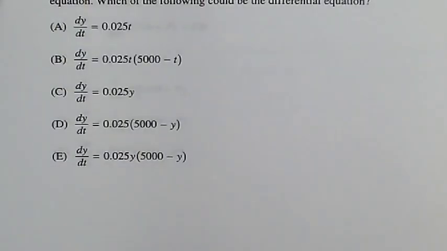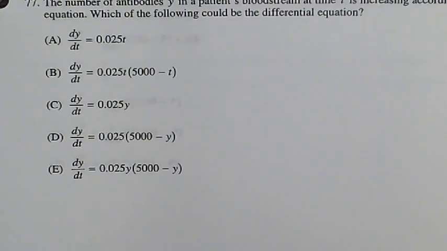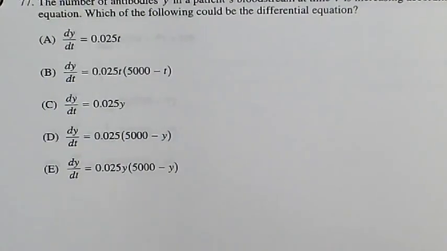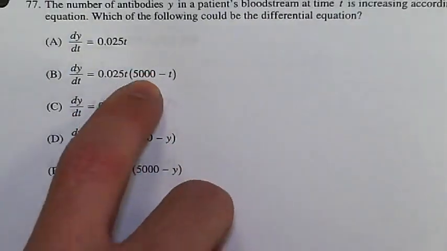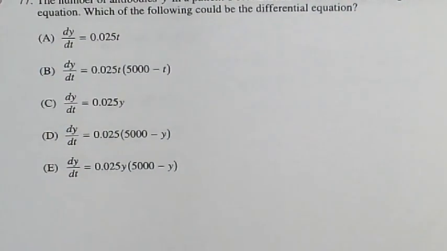I think I've got another one that's very similar to this right behind it. Yep. Number of antibodies in a patient's bloodstream increasing according to a logistic differential equation. Which of these could be it? E, again, yes. Why not D, though? D looks like a logistic differential equation to me. Yeah, there's no Y on the outside. Yeah, okay, there you go. That's another one. And B also looks pretty appealing. Okay, so just make sure that we know the form.